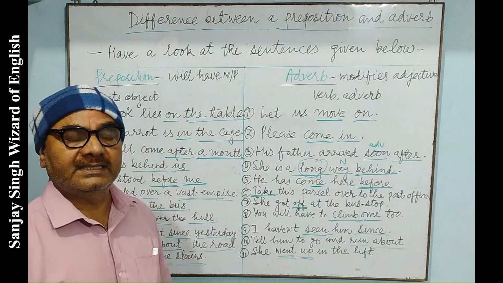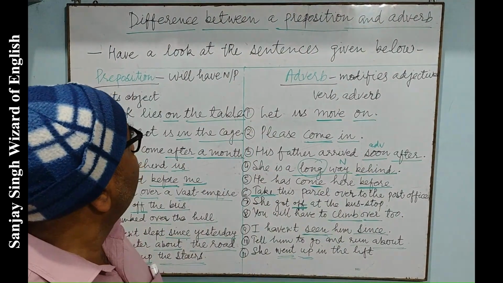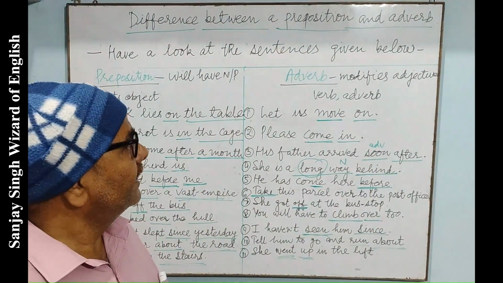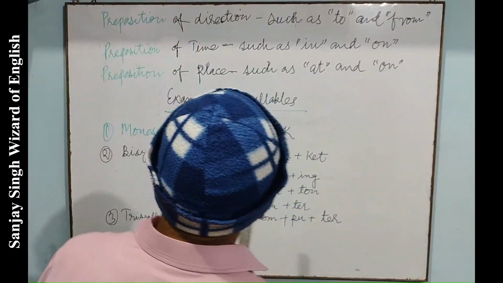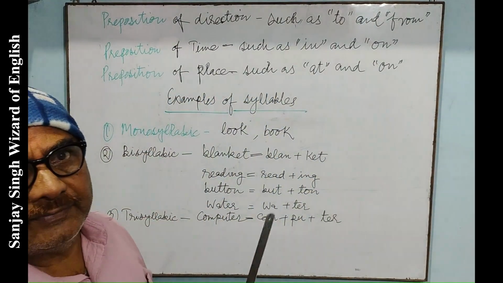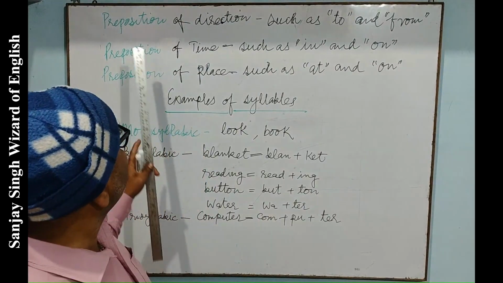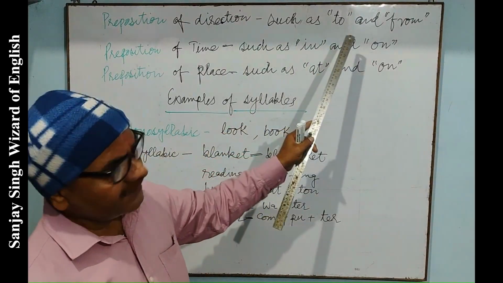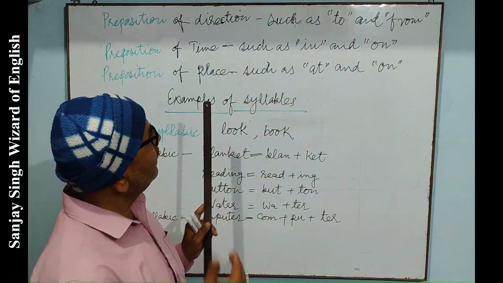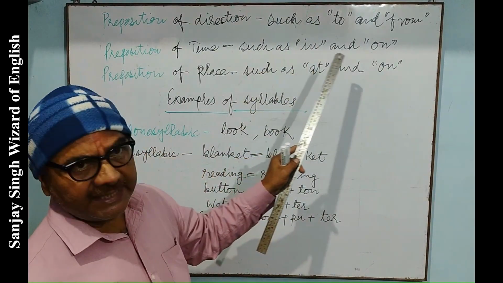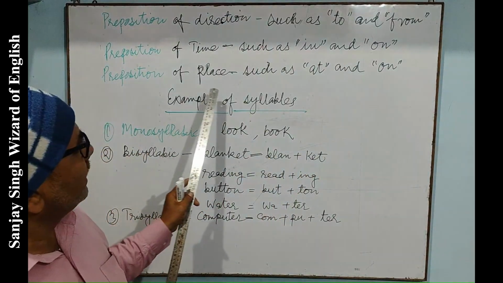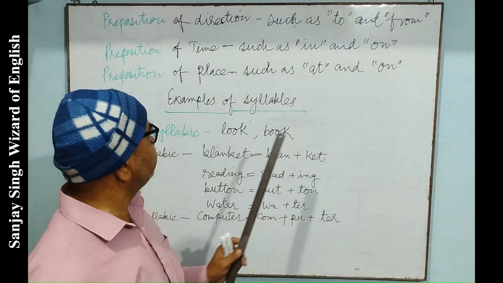Now before I start uses of the different prepositions, still a few things are left that I will mention. Now as I said before, there are different types of preposition. Preposition of direction such as to and from, saying something about the direction. Preposition of time such as in and on. Preposition of place such as at and on.